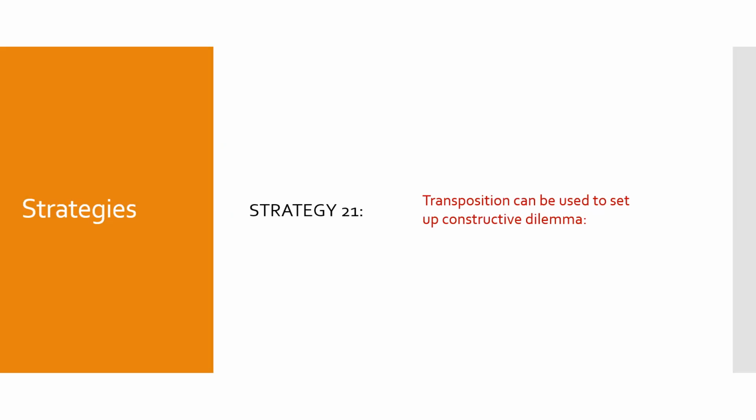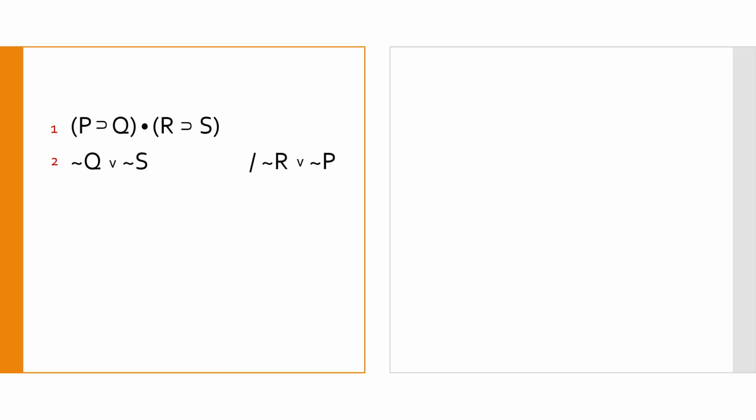Our next strategy, strategy 21, also deals with transposition. And in this case, instead of using it to set up a hypothetical syllogism, what we can do with it is use it to set up a constructive dilemma. So notice this particular argument starts with the premise if P then Q and if R then S. And the second premise says it's not Q or it is not S. Therefore, it is not R or it is not P.